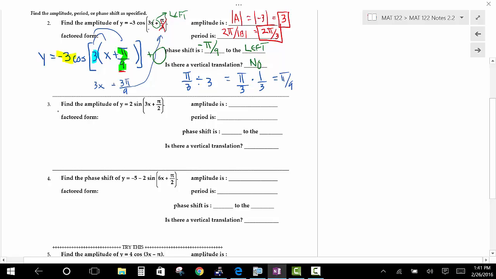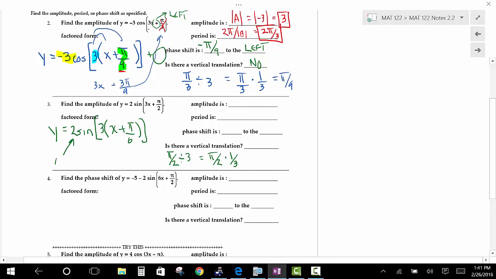Okay, next problem. Again, we don't put this in the factored form, so we're going to say y equals 2 sine, draw a bracket, and then factor the 3 out of that. So you're going to have x plus something. Again, you just take pi over 2, divide it by 3. So that's really pi over 2 multiplied by a third. So that will be plus pi over 6, like that.